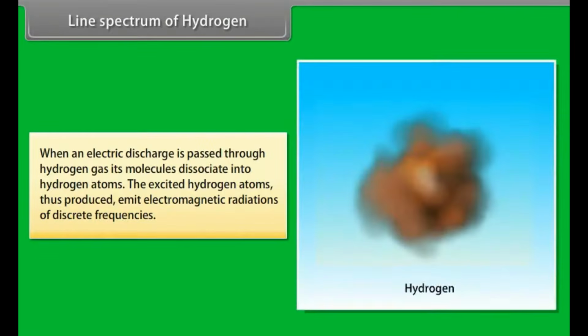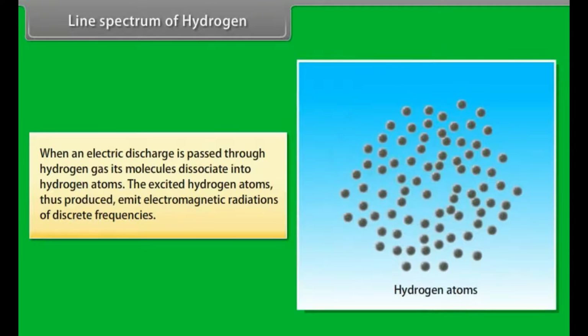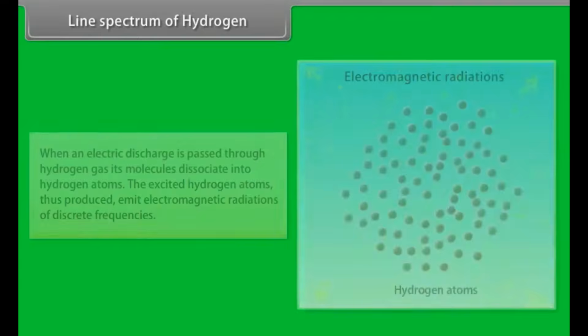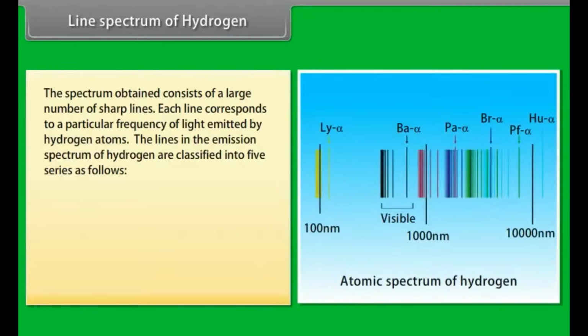Line spectrum of hydrogen. When an electric discharge is passed through hydrogen gas, its molecules dissociate into hydrogen atoms. The excited hydrogen atoms thus produced emit electromagnetic radiations of discrete frequencies. The spectrum obtained consists of a large number of sharp lines. Each line corresponds to a particular frequency of light emitted by hydrogen atoms. The lines in the emission spectrum of hydrogen are classified into 5 series as follows.